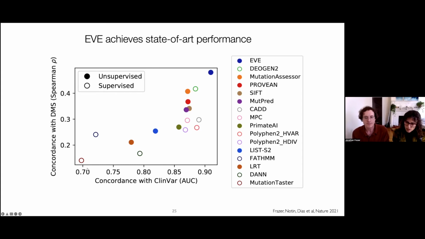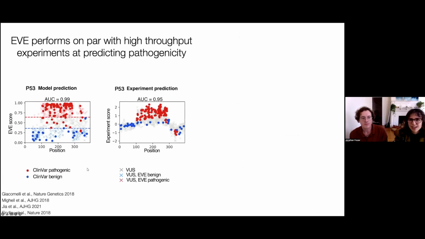Right. So far we've only talked about using deep mutational scans almost as a ground truth, where we check if our model is comparable with these experiments. But the reality is that these experiments are developed for exactly the same task. So we can now ask, how does the performance of the model at predicting clinical annotations compare to the performance of experiments at predicting clinical annotations?